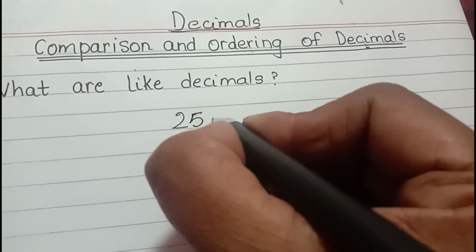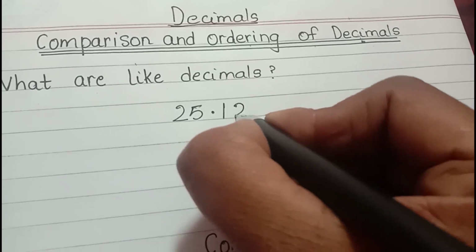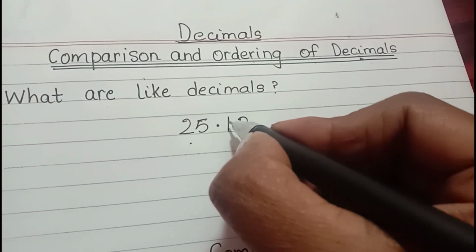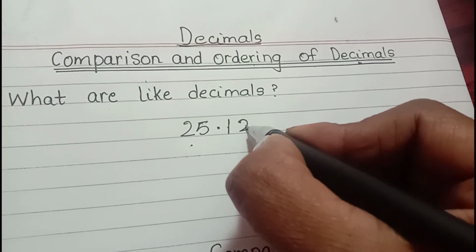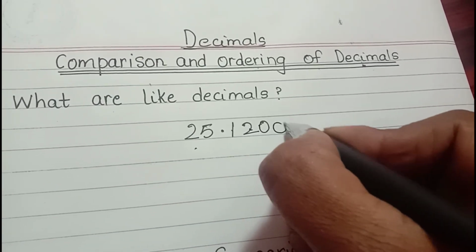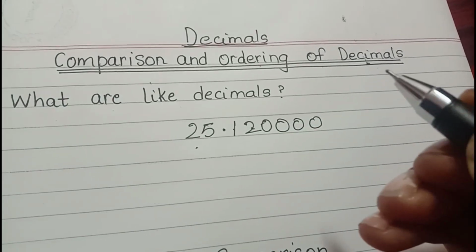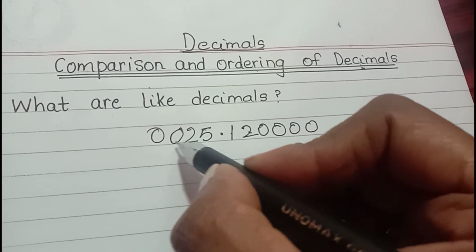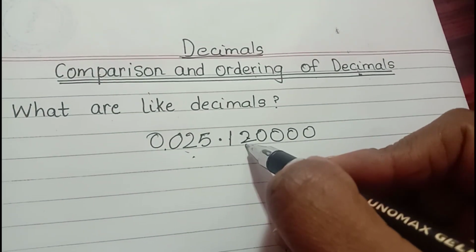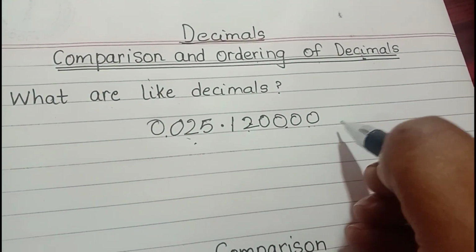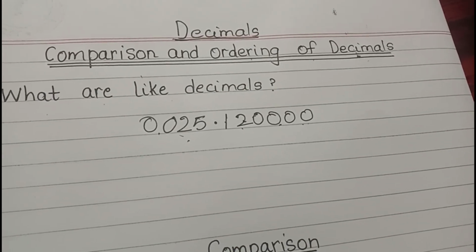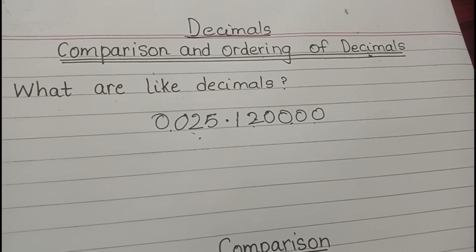This is 25.12. This is a decimal number, and you know one property of decimals: after the last digit of the decimal part, you can add as many zeros as you want, the way you can add zeros before the whole number. It will not affect our number. The value of the number will remain the same.